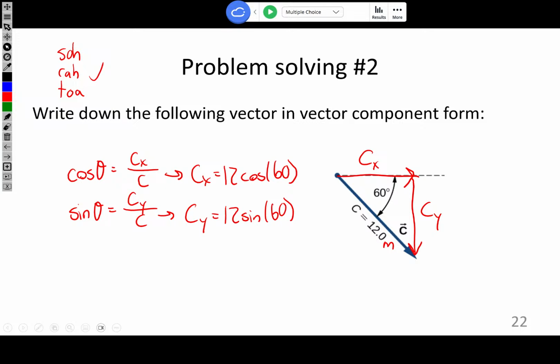Straightforward. You plug those in a calculator and you get the x component is 6. That's nice. The y component's not going to be nice. If you remember your unit circle, sine of 60 is square root 3 over 2, which isn't kind. 10.4, if I just round, or 392. All right. Two notes here.